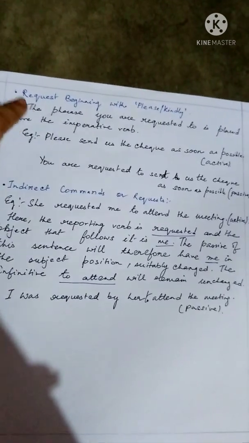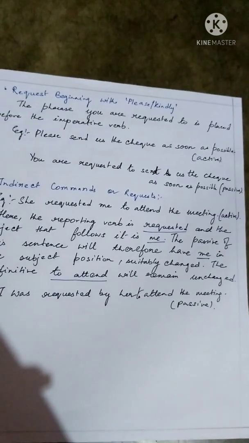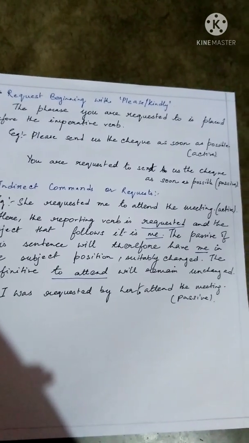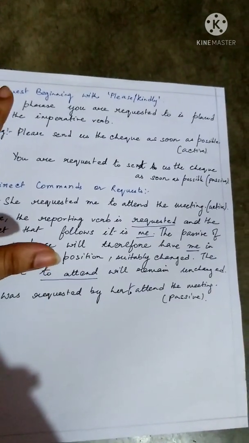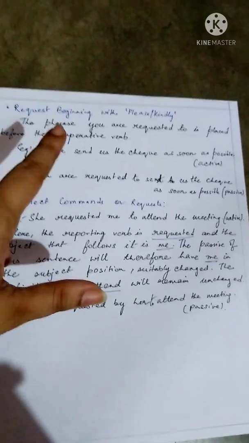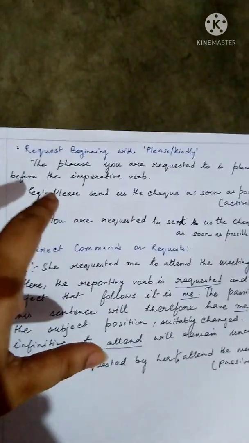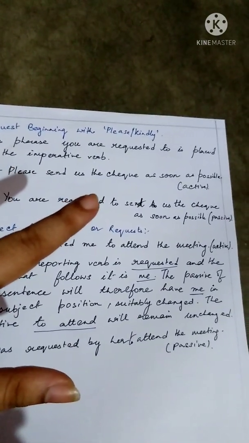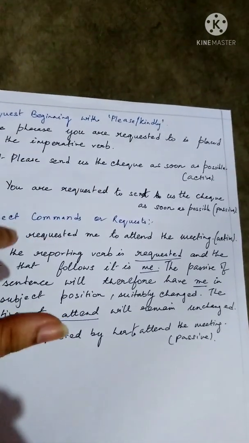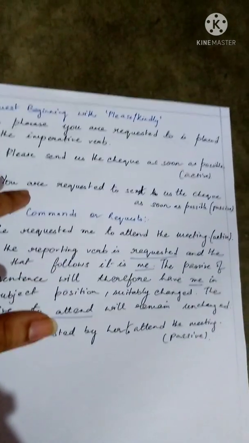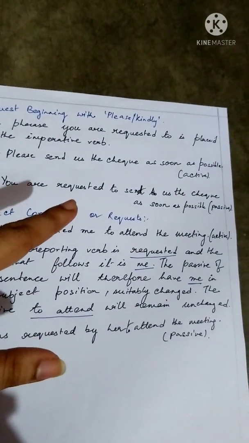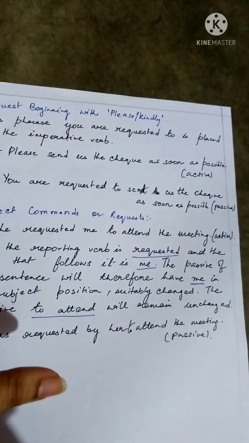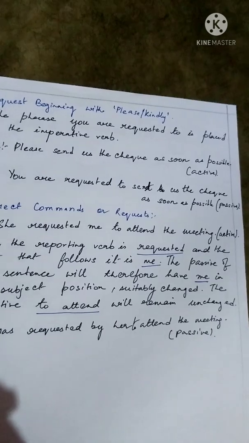Again, requests beginning with "please" or "kindly". The phrase "you are requested to" is placed before the imperative verb if an active voice is beginning with "please" or "kindly". So let's see an example. Please send me the check as soon as possible is an active. When I'm changing this into passive, what I'm writing is: You are requested to send us the check as soon as possible. So "please" is changing to "you are requested".